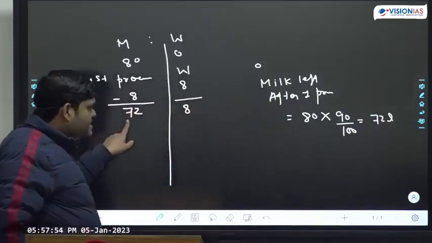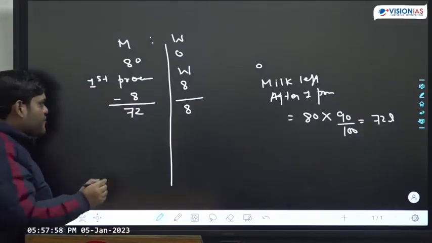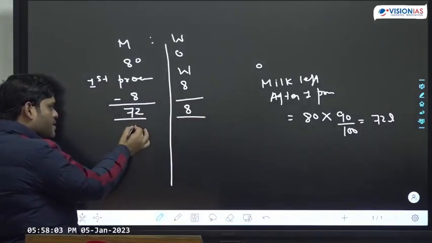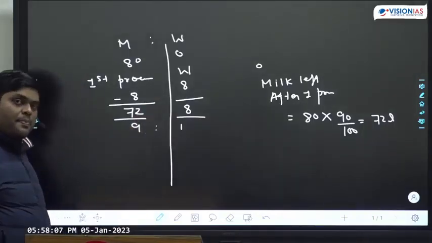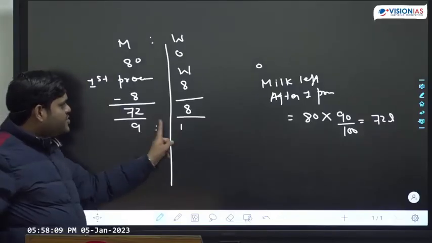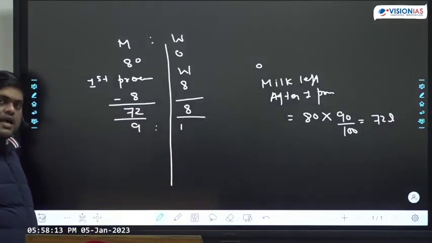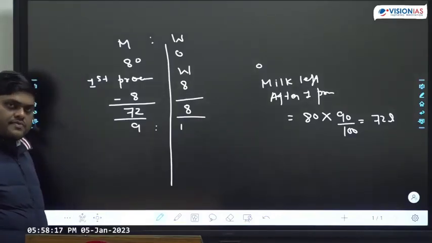Now, if you check the ratio, the ratio becomes 9:1. That means now the milk and water ratio is 9:1. I hope this is clear to everyone. The milk and water ratio is 9:1.